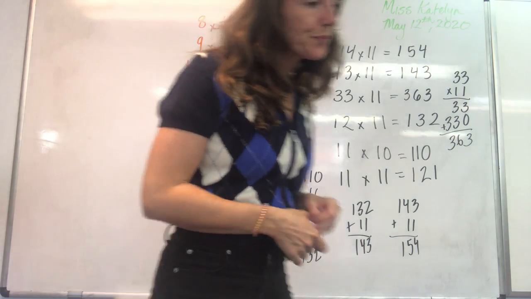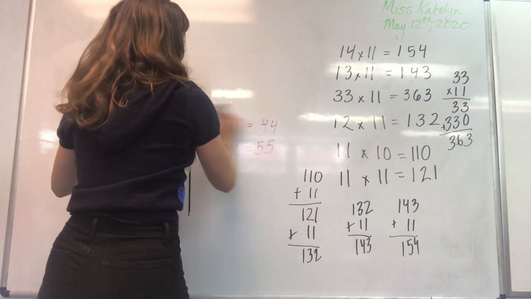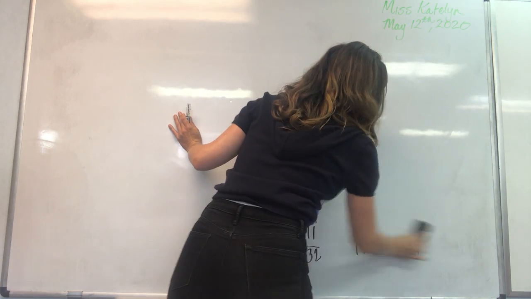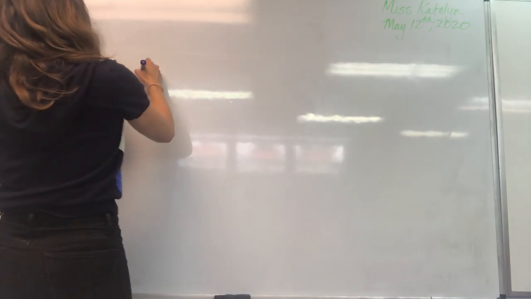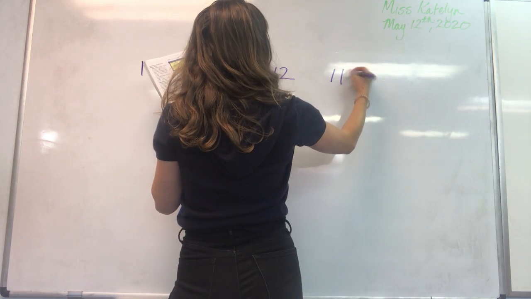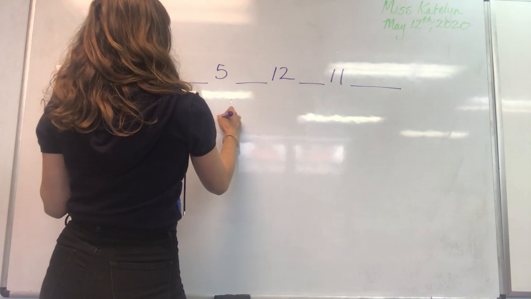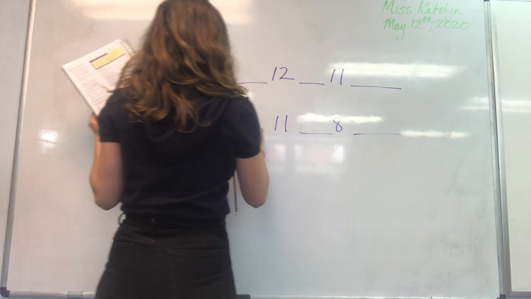All right, here we go. Section 1 and section 2 together. All right, let's do it in purple because I'm running out of black ink. Section number 1: 8, 5, 12, 11, and then you're going to have to do the other ones. And section 2: 6, 9, 11, and 8, you're going to have to do the other ones.